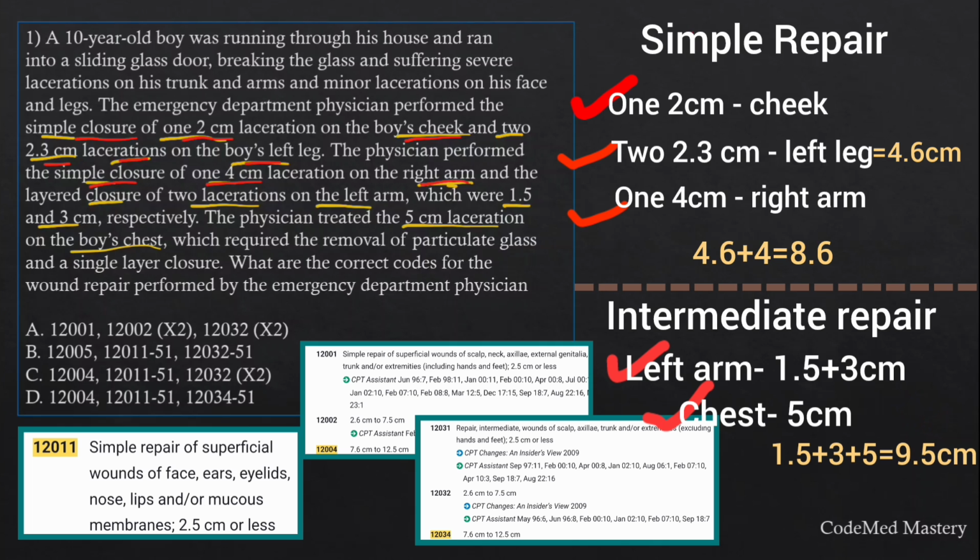to 12.5 centimeter. Therefore, we are using it for the intermediate repair of 2 lacerations on the left arm, 1.5 centimeter, 3 centimeter and 5 centimeter laceration on the boy's chest. Therefore, the codes are 12004, 12011 and 12034, which is in option D. They have appended modifier 51, that is for multiple procedures, to signify that this procedure was performed alongside other services during the same encounter. Let us move on to the next question.